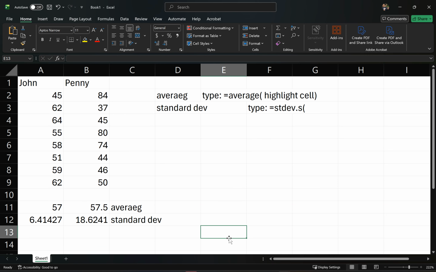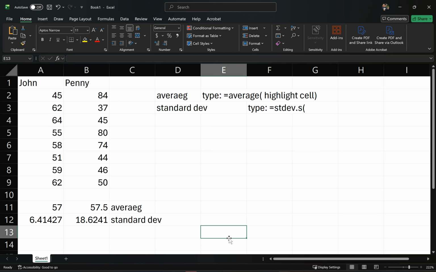Let's have a look at the averages. Who had a better average, John or Penny? Who had a better average? Penny, obviously. Penny has 57.5 as an average. John had 57 as an average. Penny did slightly better in terms of performance.